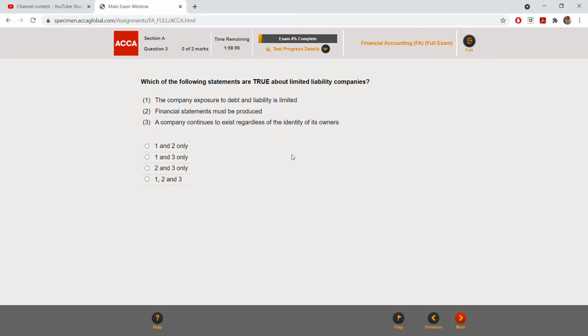Third, which of the following statements are true about a limited liability company? Okay, so now you can know, as I'm proceeding, what all comes for financial accounting. You have to know about the types of companies, how they are formed and all. What is a sole trader, what is a partnership, what are limited liability companies, and also what is true. The company is exposed to debt and liabilities limited. Financial statements must be produced. A company continues to exist regardless of the identity of its owner. So in this case it is 2 and 3 only, not the first one.